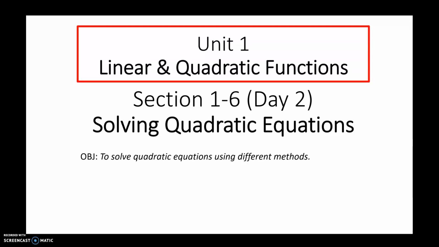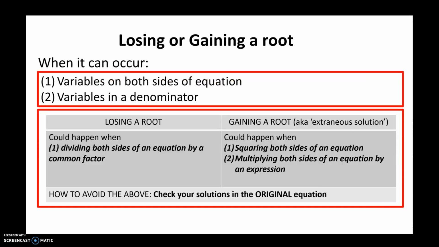All right, so section 1.6, day 2, continuing to solve quadratic equations. But two things we specifically have to discuss is losing or gaining a root. And this can occur when there's variables on both sides of the equation, or there's variables in the denominator. So just notice we put these on here.